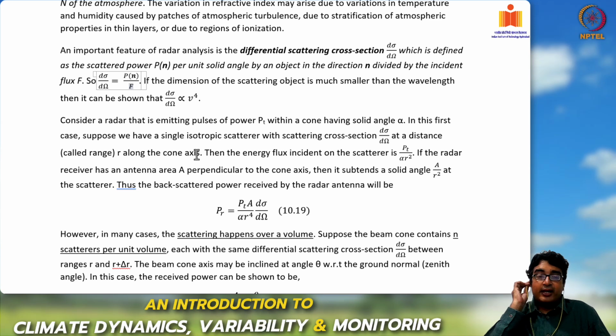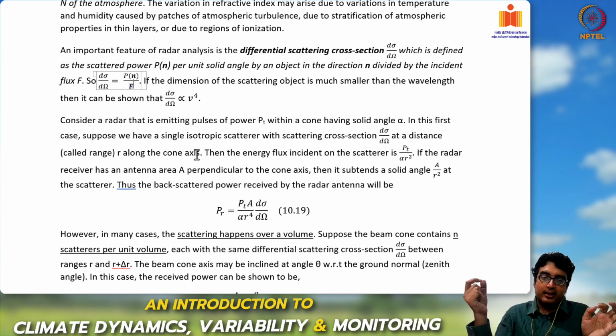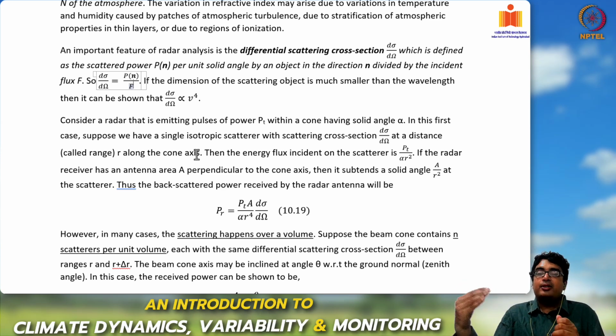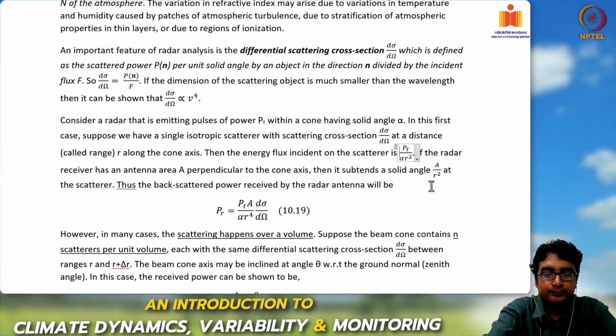Then the energy flux incident on the scatterer is Pt by alpha r square. Alpha is the solid angle, r is the distance between the emitter and the isotropic scatterer along the cone axis. So alpha into r square, alpha is the solid angle, we will get the total energy flux. So this F is basically Pt by alpha r square.